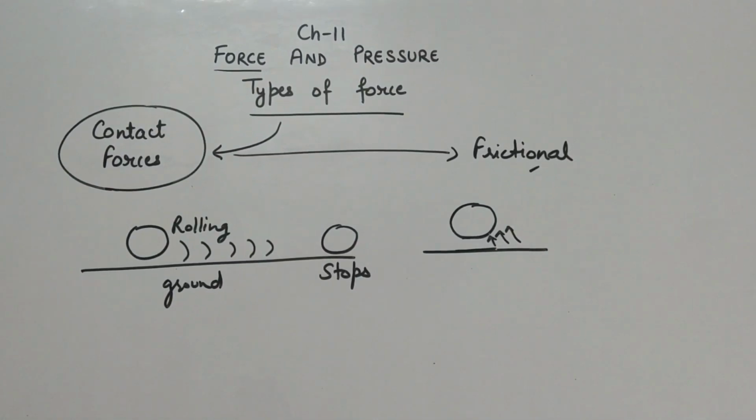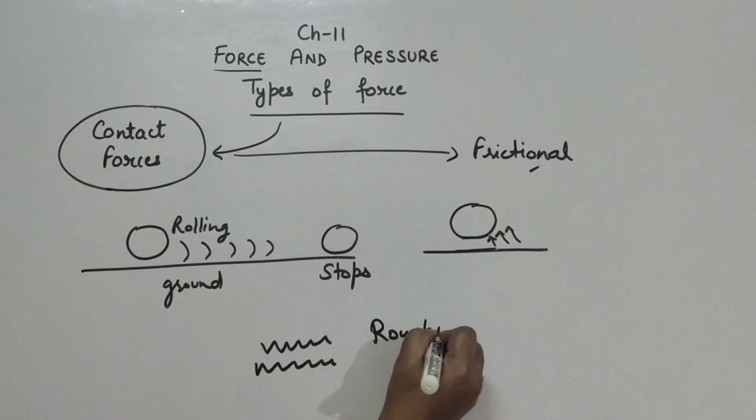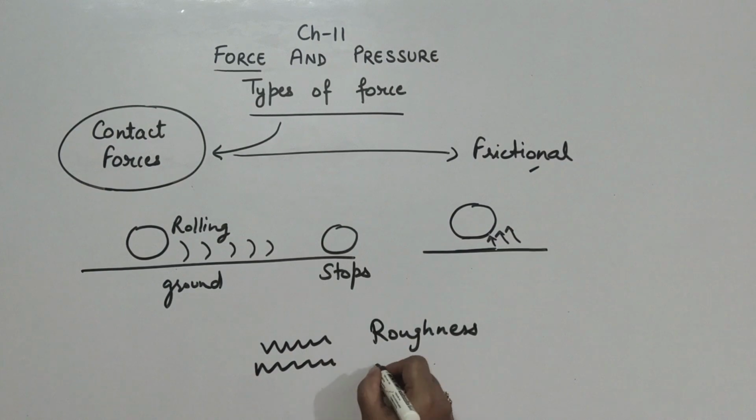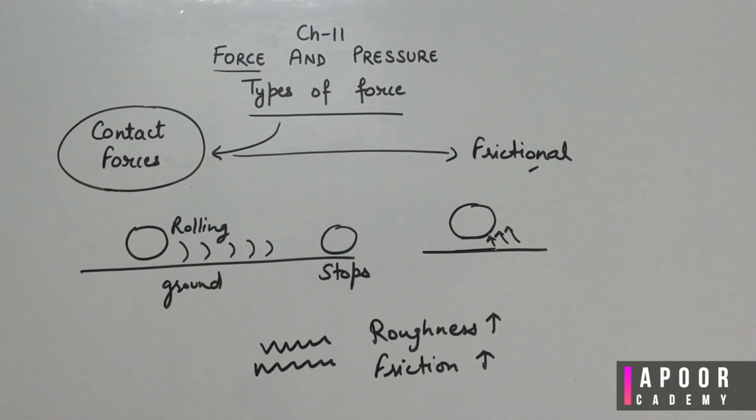The frictional force is due to the roughness of the surfaces in contact. The more the roughness of the surfaces in contact, the more the force of friction. Now, the next type of force is non-contact forces, which we will discuss in the next video.